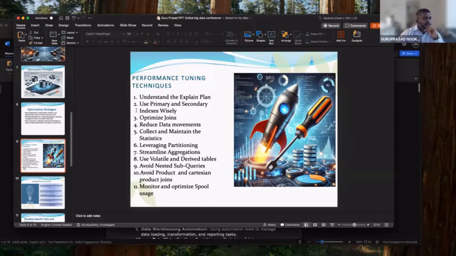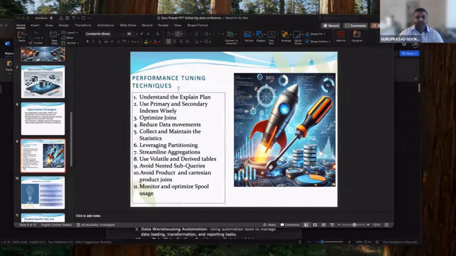Understand the explain plan, use primary and secondary indexes wisely, optimize joins, reduce data movements, collect and maintain the statistics, leverage partitioning, streamline aggregation, use volatile and derived tables, avoid nested subqueries, avoid product and quotation product joins, monitor and optimize the spool usage. I will briefly explain each and every item here.